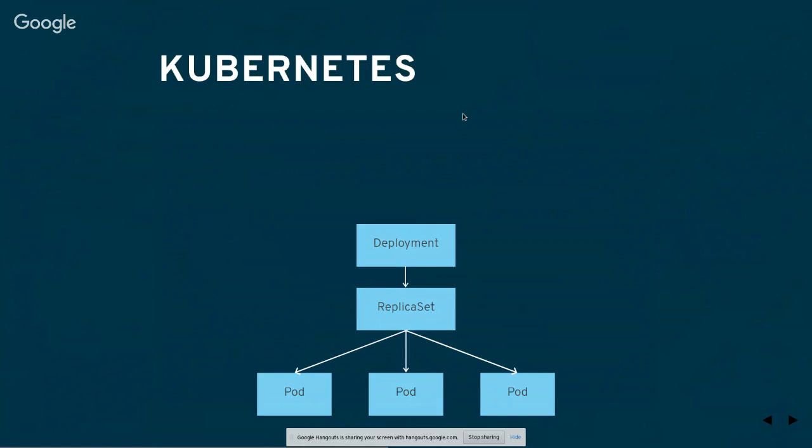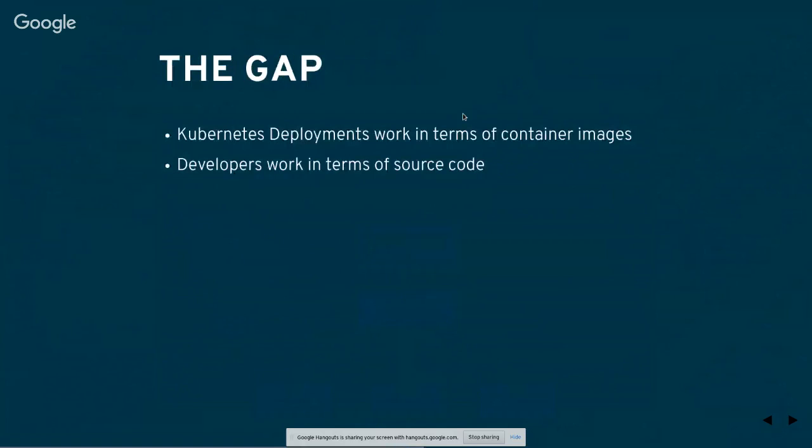this is basically how Kubernetes sets up. Where you have a deployment pointing to a replica set, or two replica sets in the middle of the transition, and then the pods are what the replica set is managing. So there's a gap there in that developers work in terms of source code, and Kubernetes works at its highest level in terms of container images.